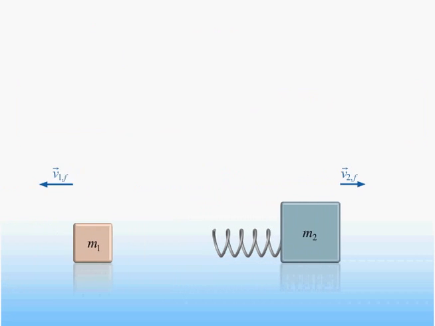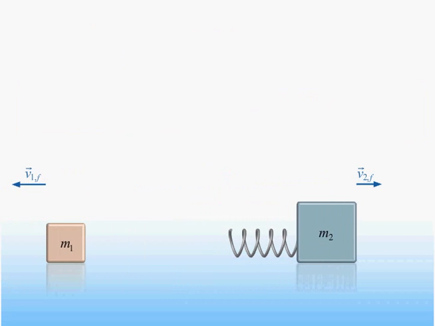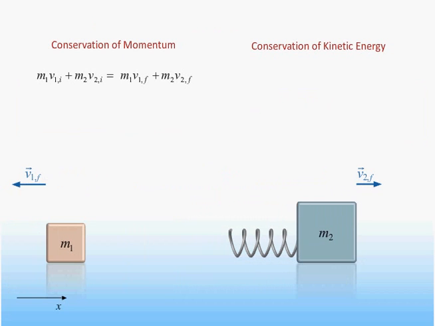Knowing that neither the momentum nor the kinetic energy of the system will change during this collision allows us to write down two independent equations that relate the initial and final velocities of the boxes. We start by equating the total momentum in the x direction before and after the collision. Next, we equate the total kinetic energy before and after the collision.